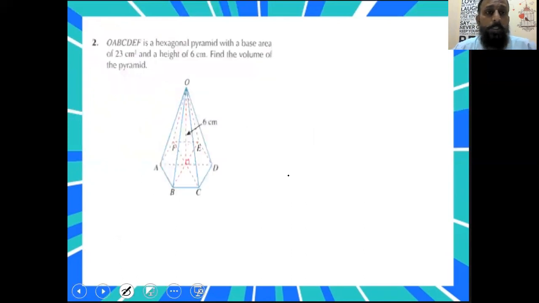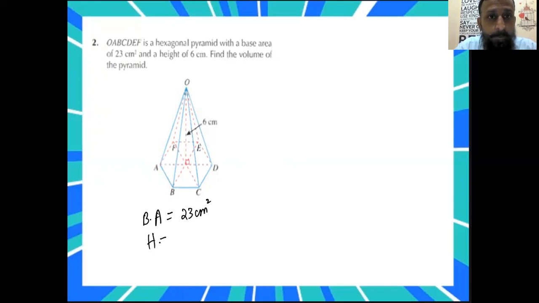The next question, boys and girls: OABCDEF is a hexagonal base pyramid with a base area of 23 cm square and a height of 6 centimeters. Find the volume of the pyramid. Again, my dear students, the base area is given to us as 23 cm square. The height is given to us as 6 centimeters. Now, dear students, we know that the volume of a pyramid is given by the formula 1 upon 3 multiplied by the base area multiplied by the height.